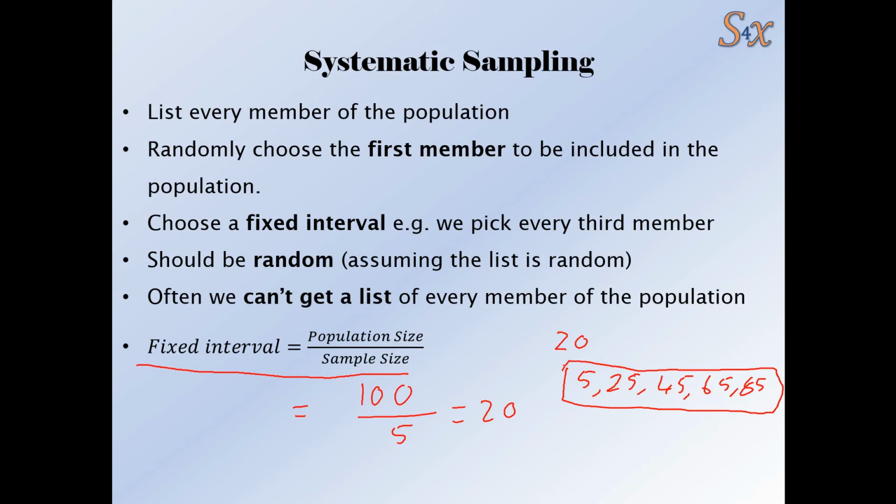Okay, so you can see using that formula, we make sure that our sample is the size we want it to be. So we'd probably come up with a sample size beforehand. We decide how many people we actually want to collect information from. We need an idea of how big our population is. And from that, we can come up with our fixed interval.